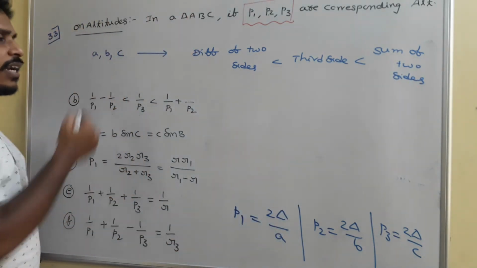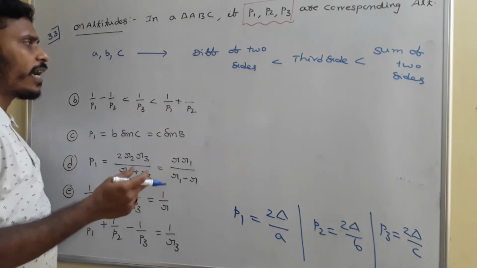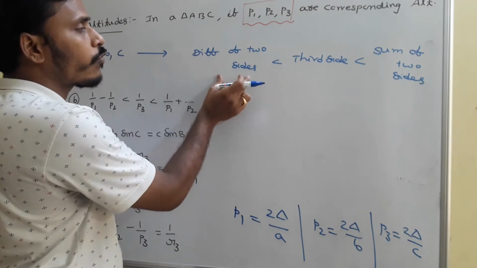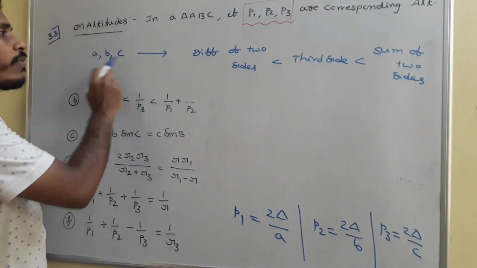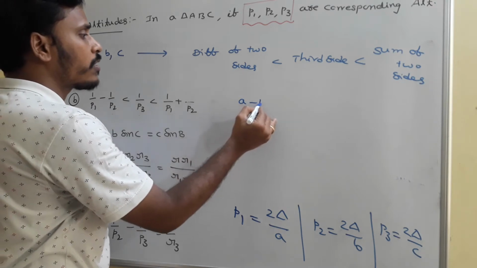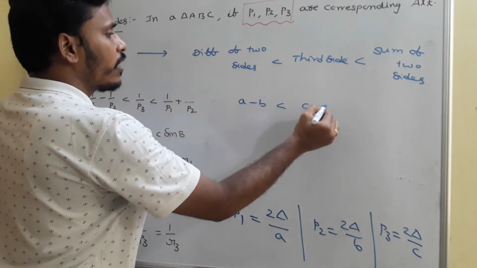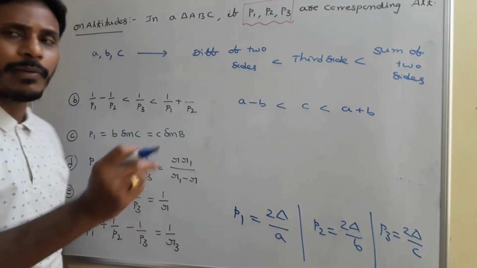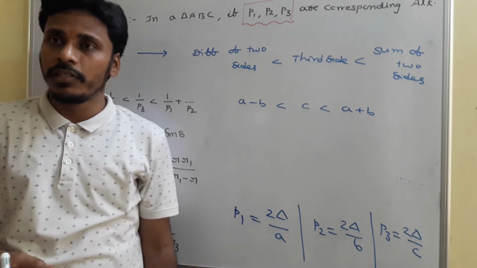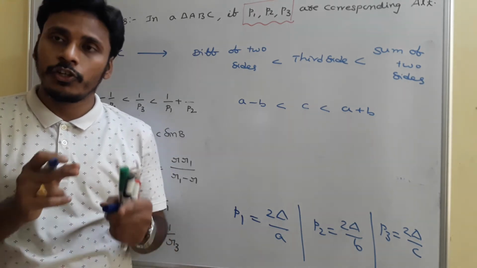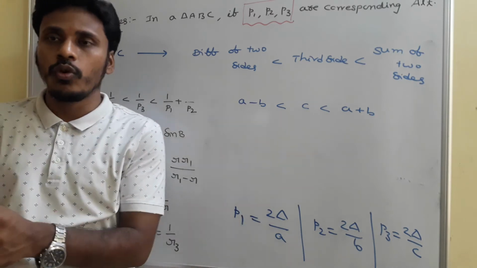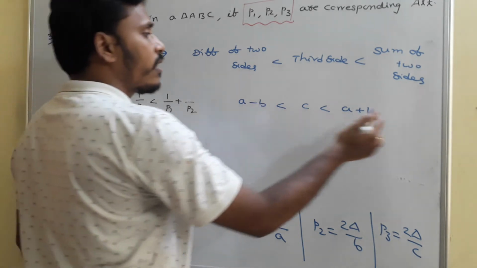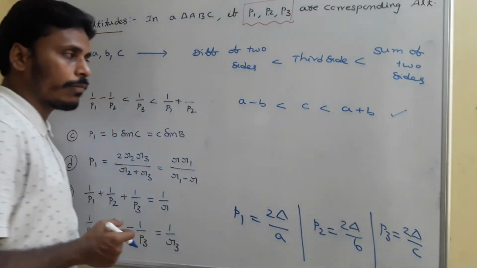A triangle has three sides, right? A, B, C. Take any two sides and the other one separately, like the third side. And the third side is for sure in between the difference of two sides and the sum of two sides. Here in particular, the sides are A, B, C. So difference of two sides means A minus B, which is less than the third side C, which is less than the sum of two sides, A plus B. Take any three measurements which form a triangle, and you just try to check: in between the difference and the sum, the third side value lies. So A minus B less than C less than A plus B. Very useful and important one from plane geometry.